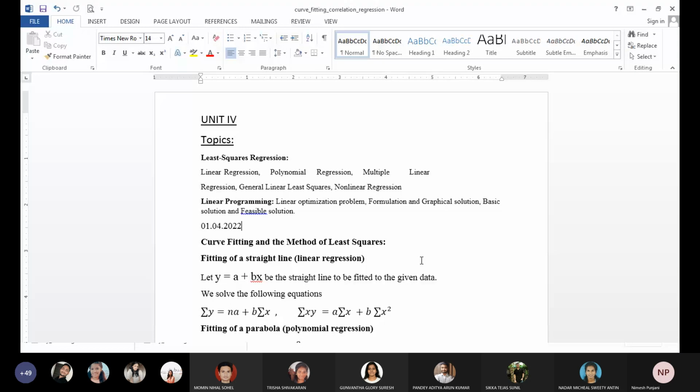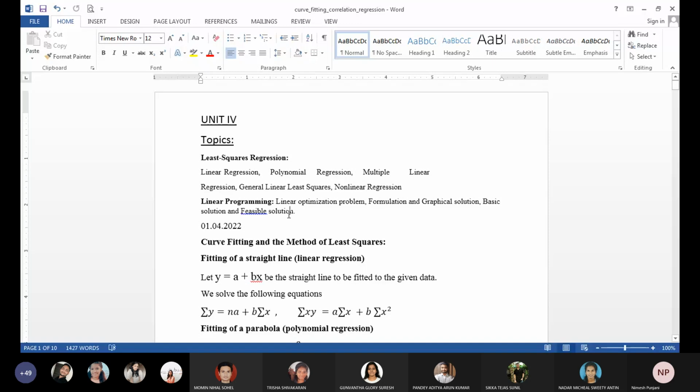So now the next part is about the least square curve fitting. That is the least square regression. The technique which we use is basically known as the method of least square. Why is it known as the method of least square? Because here we minimize the square of the error.